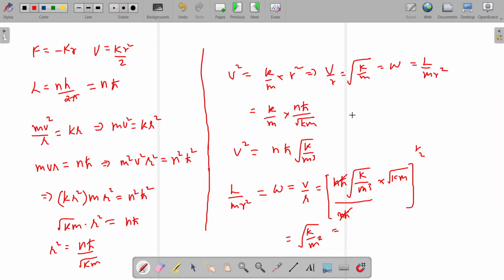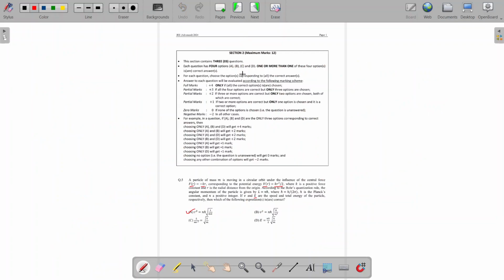Then we have energy. What is the energy of this expression? So energy is nothing but half mv square plus the energy kr square by 2, which we have. When we add these two quantities, we'll get two times the kinetic energy expression. This value is n h prime by 2 square root k by m. This is actually the kinetic energy expression. So this is just a little bit of calculation, but you will be able to get it. So option D is not what we are getting. B and C are the correct ones. So thank you for joining.